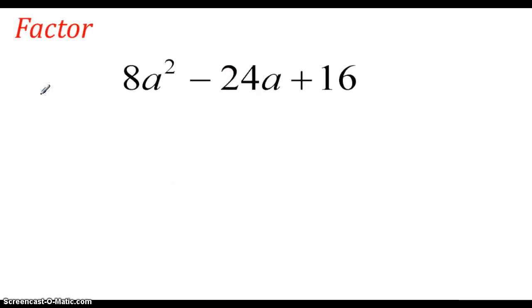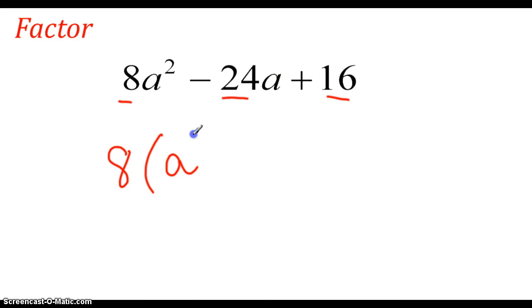So let's do another one together. I look here, my numbers, 8, 24, 16. Again, I'm going to take the smallest number, 8, and I'm going to see if that goes evenly into them. And it does, so I'm going to take out an 8. I only have an a squared and an a. This guy doesn't have an a, so I can't pull that out from all of them. So my only GCF is 8.